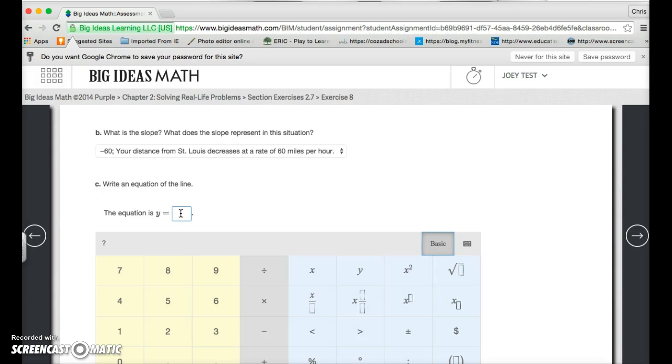What's your slope? So we're going to put negative 60x plus... What's my y-intercept? Jasper, what's my y-intercept? Quick. Y-intercept.